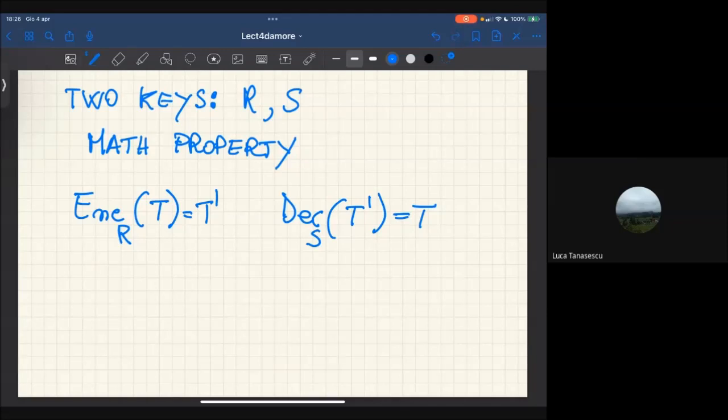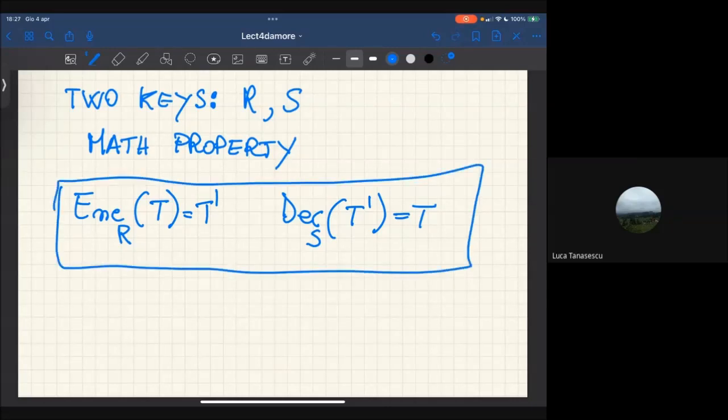Is it clear? Should I repeat? Because you see in this formula here, we can encrypt and decrypt by using R and S. And R and S are whatever keys of the pair. They can be the public or the private. And the other key will be the opposite, of course. If R is the public, S is the private. If R is the private, S is the public. Is it clear? This is very important.